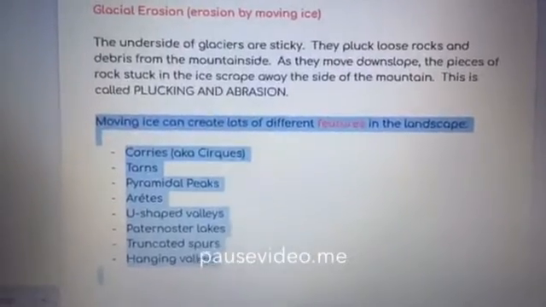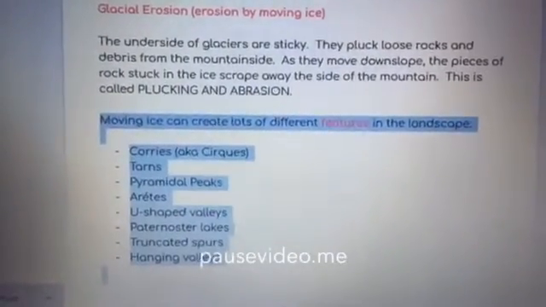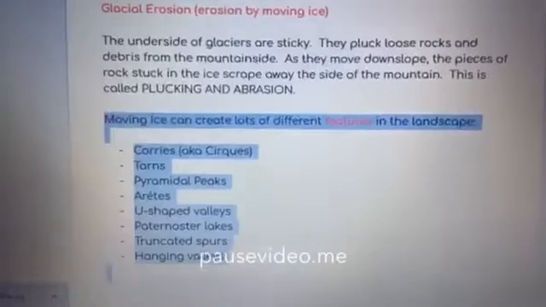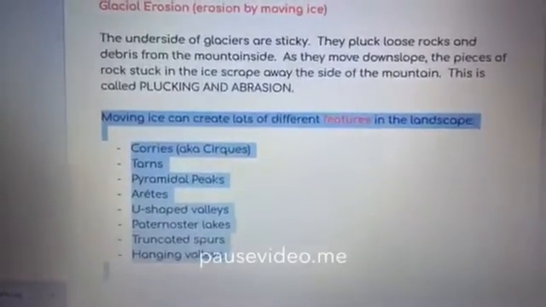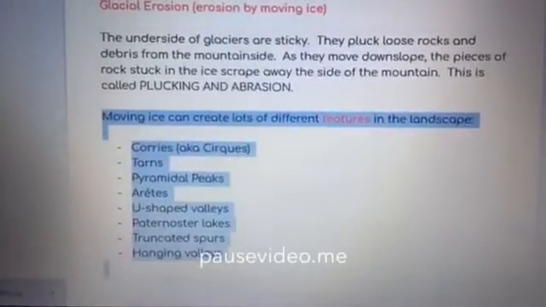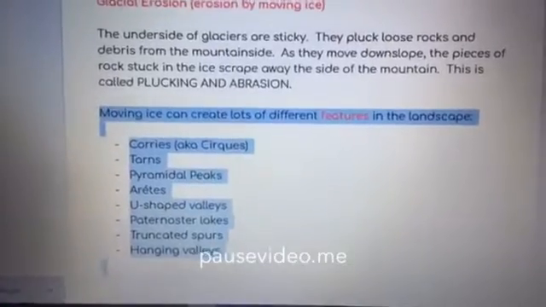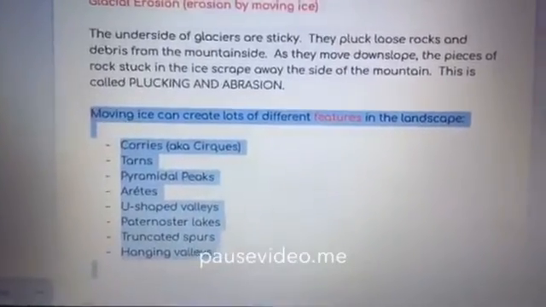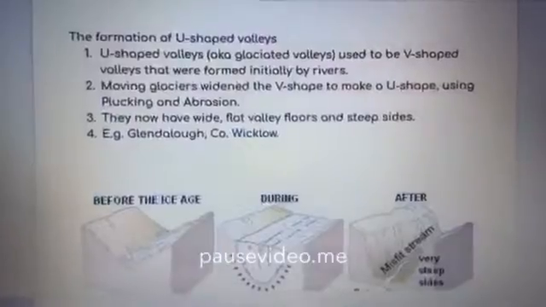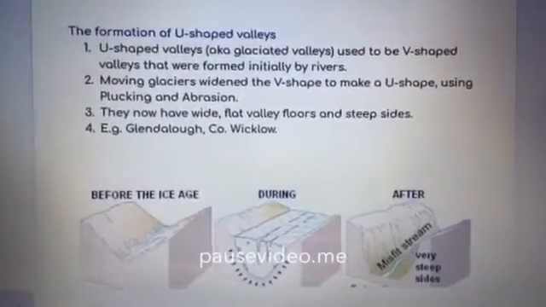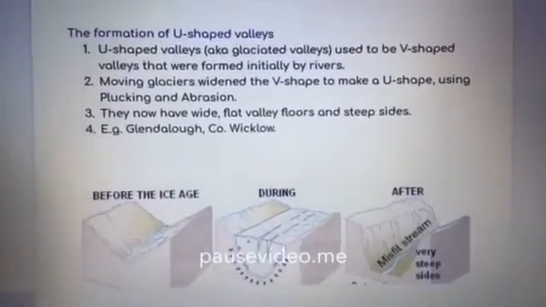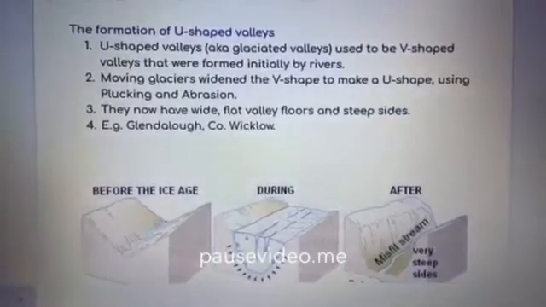We can actually see a lot of them here in Ireland because Ireland was affected by the last ice age. There's a big list of them here, like corries and tarns, pyramidal peaks, arêtes, U-shaped valleys, paternoster lakes, truncated spurs and hanging valleys. And for your Junior Cert, you need to know about the formation of at least one of these features. So I'm going to talk to you about U-shaped valleys now.